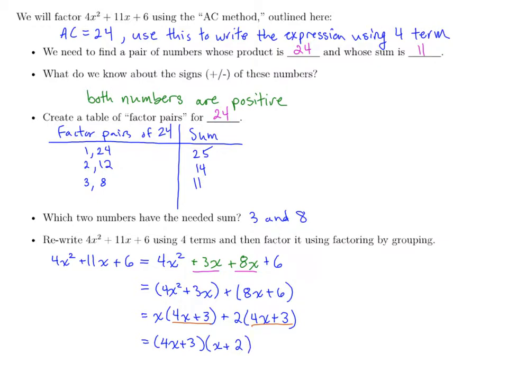Okay, and that outlines our process. So we find AC, we look for factor pairs that have a product that is A times C, and a sum that matches the coefficient on our middle term. We then take the expression, that's a trinomial, we make it a 4-term polynomial using those specific numbers we found, and then we use factoring by grouping.